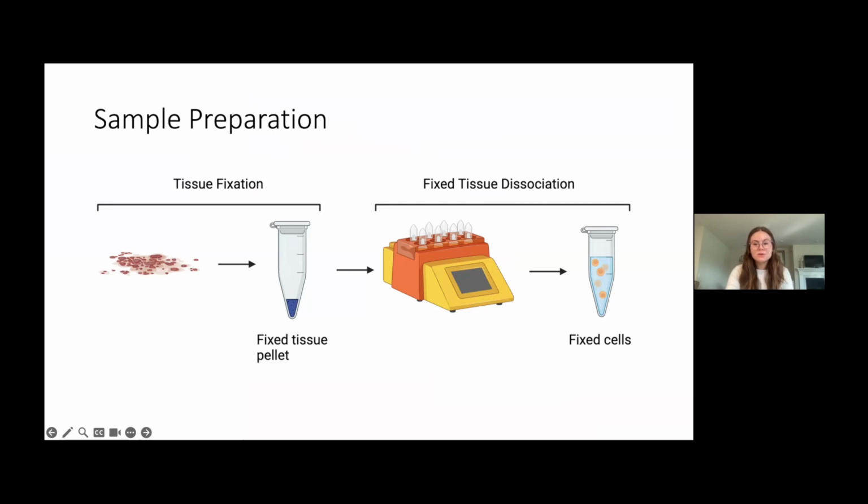The OCT was removed by washing, and the tissue was fixed overnight in paraformaldehyde. This resulted in a fixed tissue pellet. The next day, the dissociation protocol was started, and the octodissociator was used for this process. Next, the pellet was washed, and after these steps, we had fixed cells, and we could continue with the 10x protocol to complete our single-cell experiment.